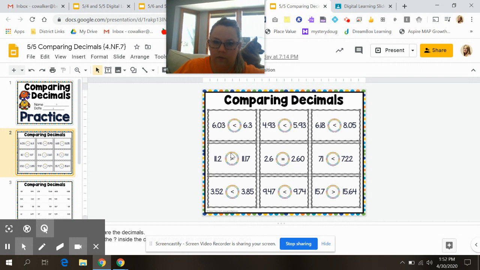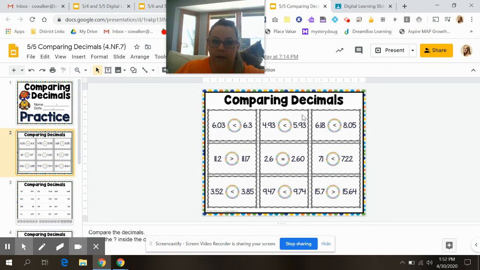We are going to review comparing decimals from what you did last week. Your goal for this week is to be super comfortable with switching from a fraction in tenths and hundredths to a decimal in tenths and hundredths, along with being able to compare those and understand the difference in the values. What you see on my screen right now is what you did in your practice last Thursday or Wednesday, whatever day you completed it.